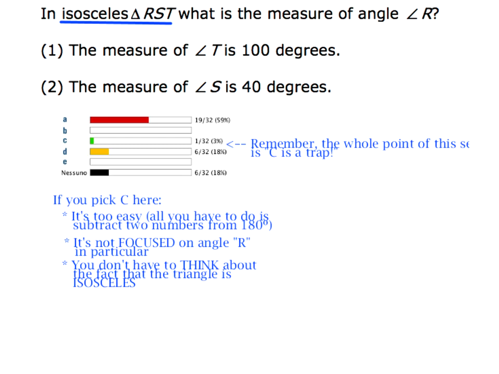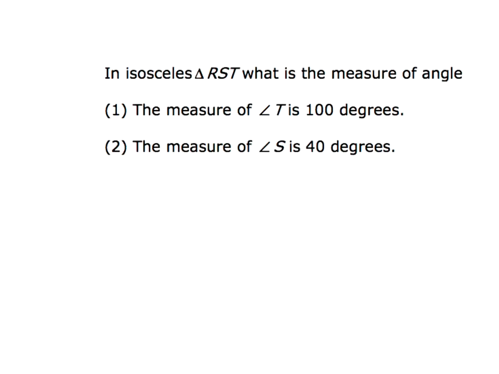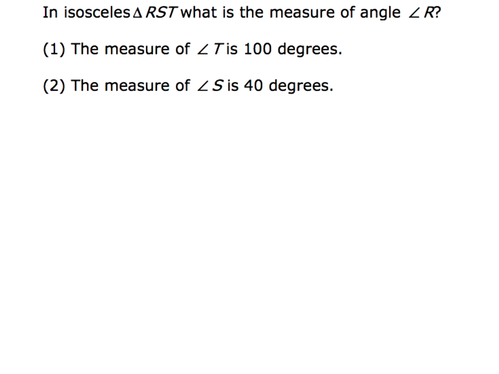All right, let's talk about how the problem works. Even if you don't know what isosceles is, you should still be guessing A, B, or D here. But who can remind me what isosceles is? What does it mean? It means that two of the angles are the same.